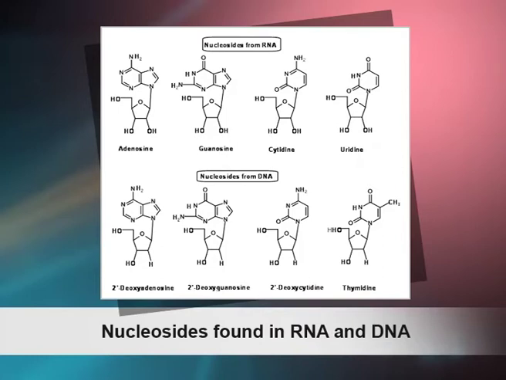The 4 nucleoside units in RNA are called adenosine, guanosine, cytidine and uridine, whereas those in DNA are called deoxyadenosine, deoxyguanosine, deoxycytidine and thymidine. Please see the figure on the screen. In each case, N9 of a purine or N1 of a pyrimidine is attached to C1 of the sugar.